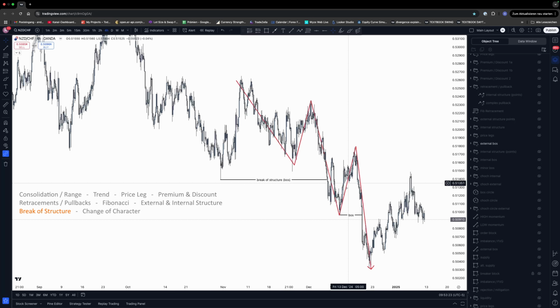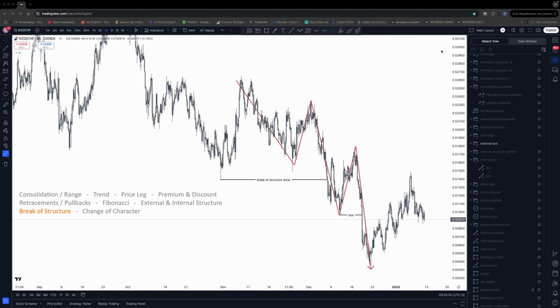And here we do the same thing again. We get our retracement and then we break the external structure, which is now here again, to extend the trend. So these are both trend extending break of structures and external break of structures, because we are making lower lows in our bearish trend.